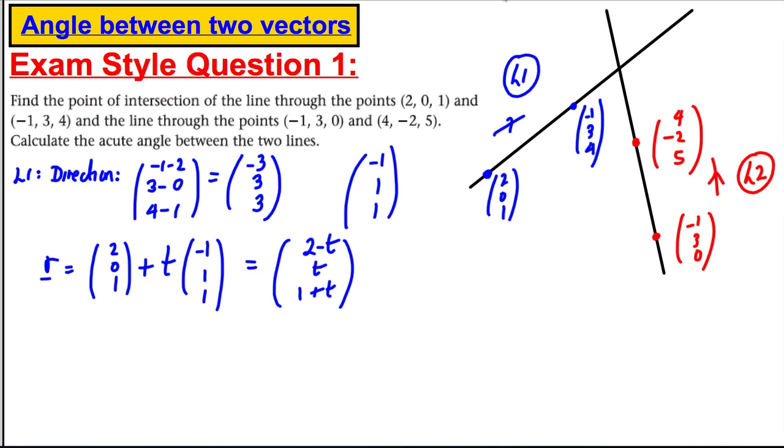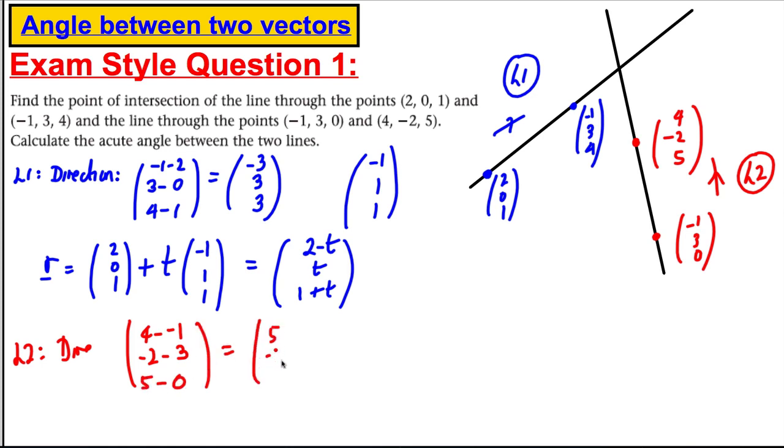Okay, let's do the same with line 2. This is line 2 here. Let's get the direction. Well, let's just do that, take away that. So I would do 4 subtract -1, -2 subtract 3, and 5 subtract 0. I'd get myself (5, -5, 5). I'd simplify that. It just makes it easier when I'm dealing with directions to have the simplest one: (1, -1, 1).